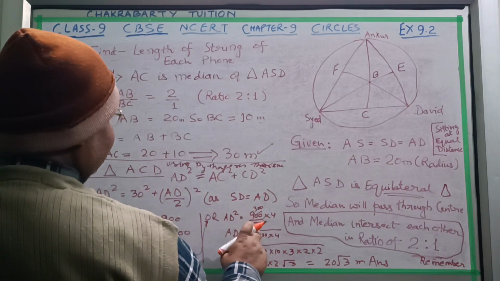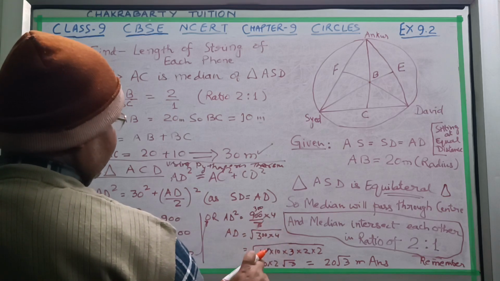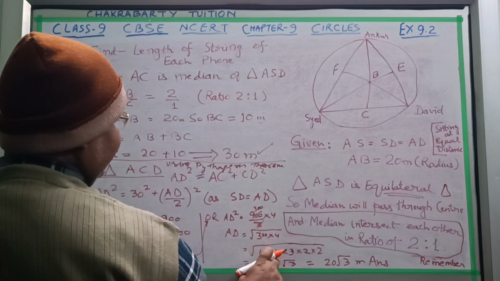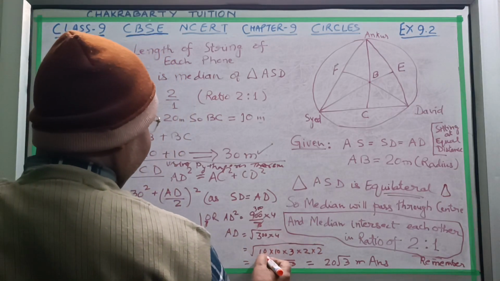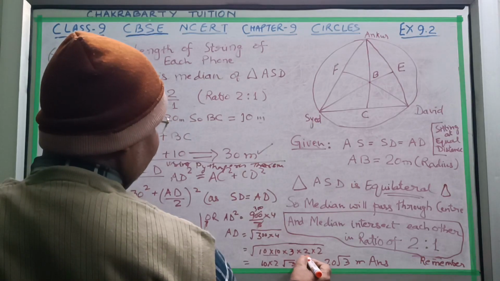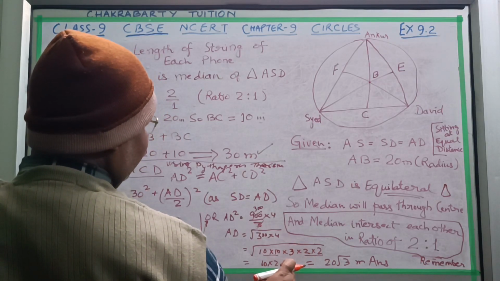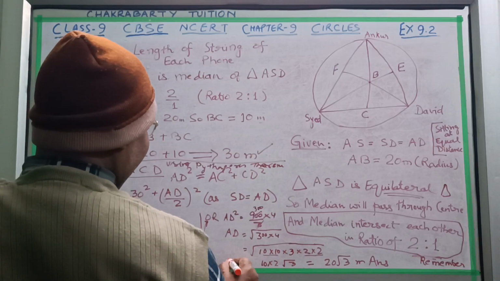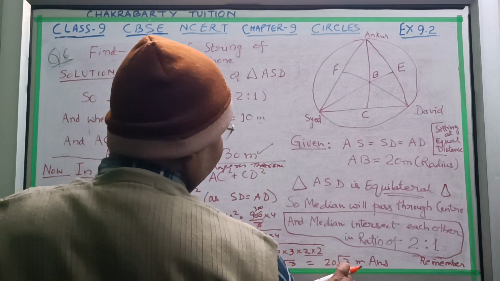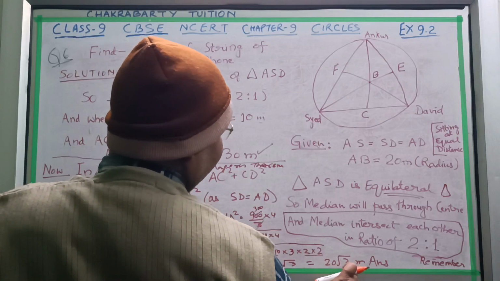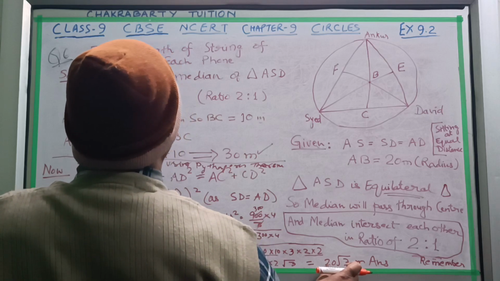AD square is now 300 into 4, so AD will be equal to the square root of 300 into 4. If you break 300, 10 into 10 into 3 will come, and 4 is 2 into 2. So we will make pairs because we are solving the root. So here the pairs are 10 and 2, and 3 does not have a pair, so it will remain in the root. So AD is equal to 20 root 3, under which 3 will remain in root. So meter will be your answer. This is the length of the string of each one.